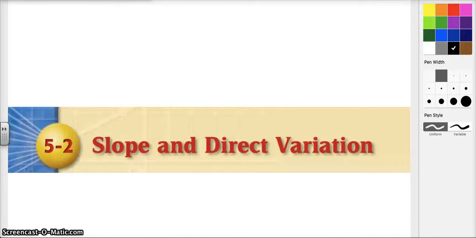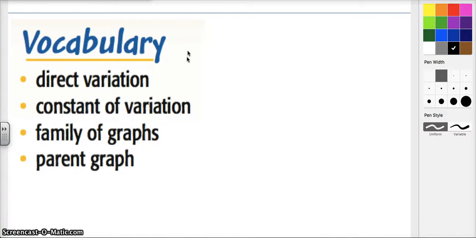We're looking at section 5.2. We're going to talk about slope and its relationship to this idea called direct variation. A little weird, but we're going to talk about slope.